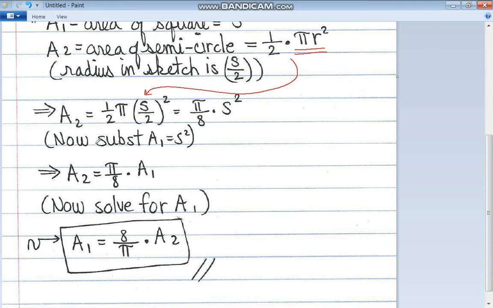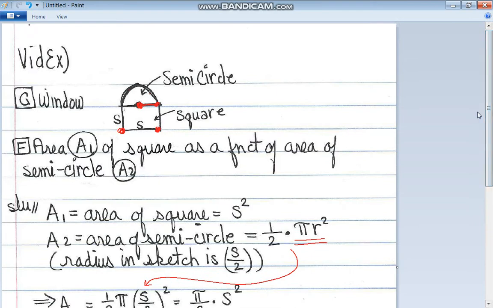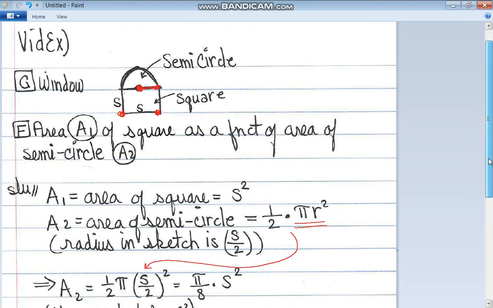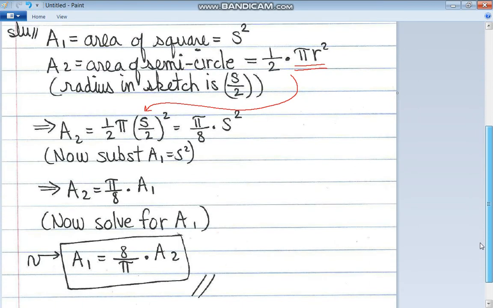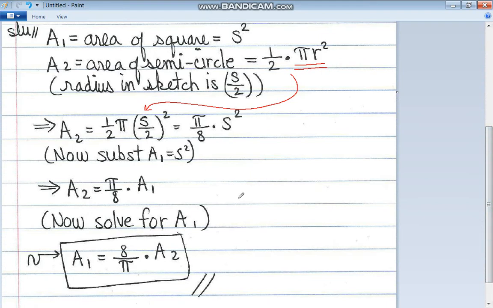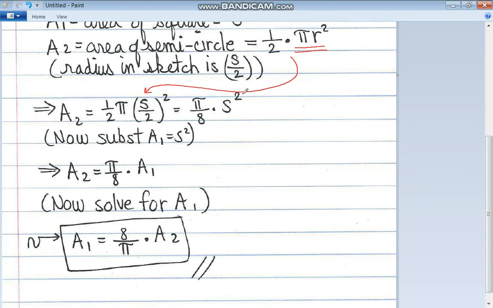Now, that's fine, but we need to substitute A sub 1 in place of s squared. We were just saying above here that the area A sub 1, scroll down, the area of the square A sub 1 is s squared, and we need that in this equation. So we're going to just replace this s squared with A sub 1. We do it right here. So A sub 2 equals pi over 8 times A sub 1.